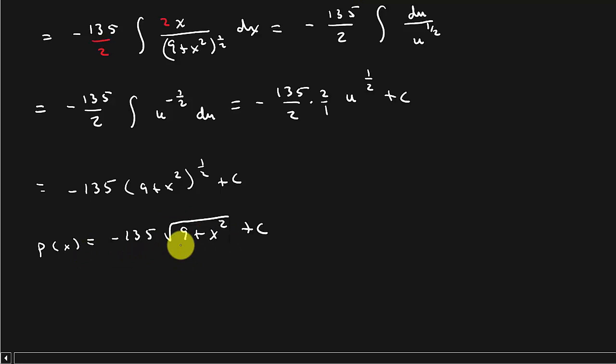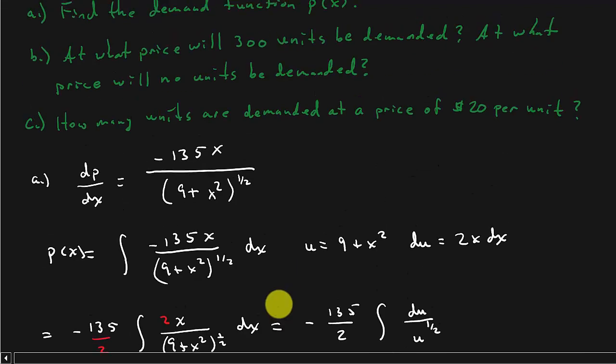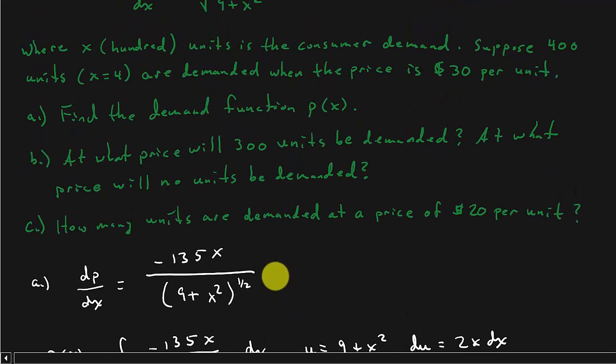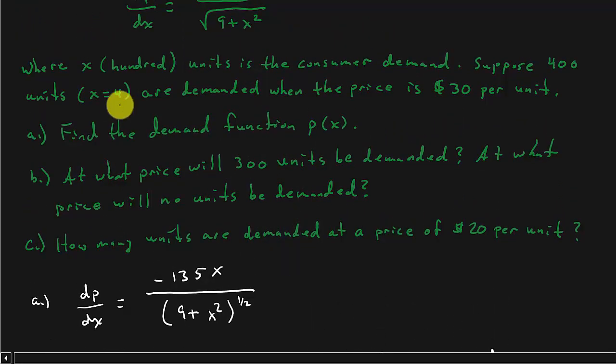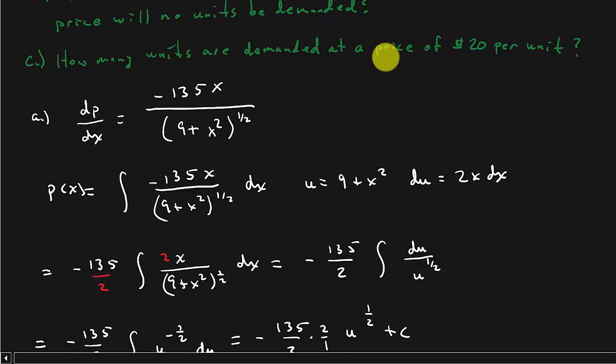But what's the problem that we have? Well, the problem we have is that plus c. We don't know what c is. You see that? But if you notice up here, it tells us, suppose 400 units, which means x equals 4, are demanded when the price is $30 per unit. Oh, so they're telling us if we plug 4 in for x into p, we should get 30 as an answer.